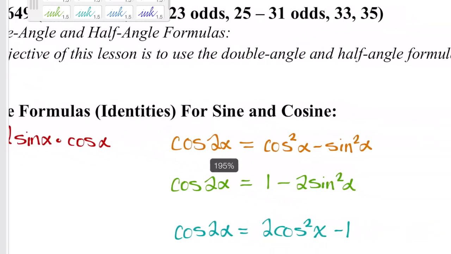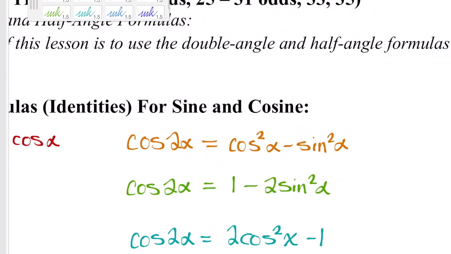For cosine, it's a little bit different. It depends on either what you're given or what you're trying to find. So if you have cosine and sine, you could use this first one in orange, cosine squared of alpha minus sine squared of alpha. Maybe you only have sine, so you can plug it into this: 1 minus 2 times sine squared of alpha. Maybe you're only given cosine, and you can use this last one in blue, 2 times cosine squared of your angle.